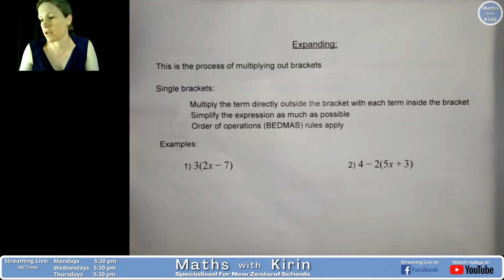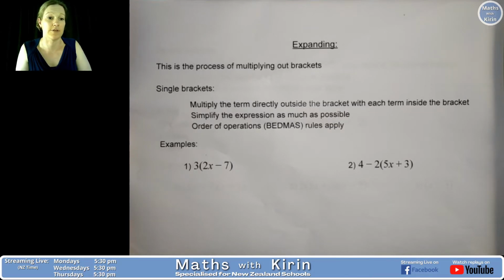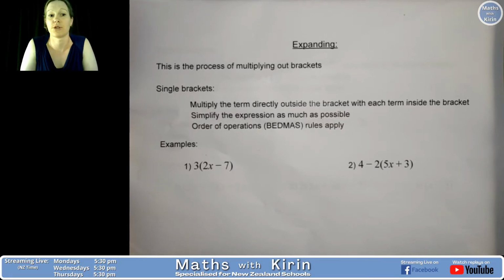So for expanding, we are looking at multiplying out brackets. For single brackets, we want to multiply the term directly outside the bracket with each of the terms inside the bracket. When we've done that, we want to check that we have the most simple expression, so we want to simplify as much as possible. And we need to remember that BEDMAS rules still apply, particularly for the second example here, where I'll show you how that works. But that's it, we're multiplying out the brackets.